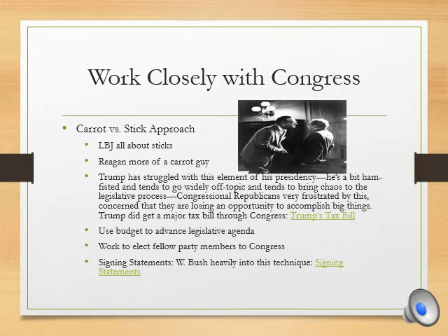Because Congress is controlled by Republicans, both houses, that's pretty fatal to working with Congress. So what does the president benefit from? Having a Congress that shares the president's party affiliation. How can you help make that happen? Campaign for them in elections. Now that often does not work.